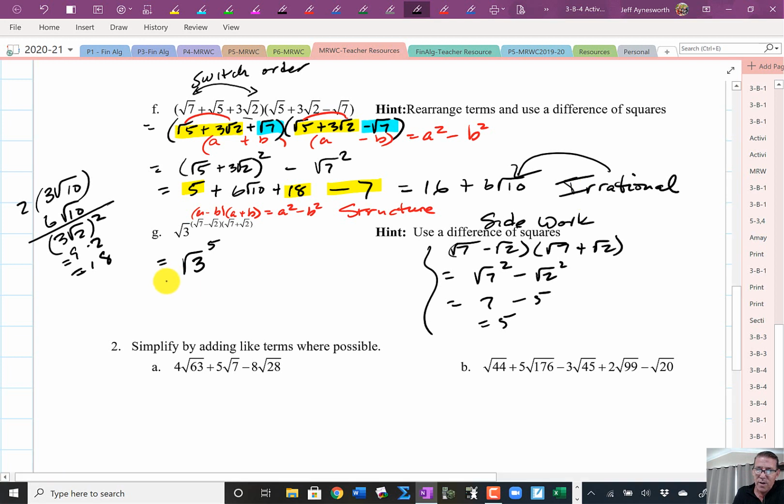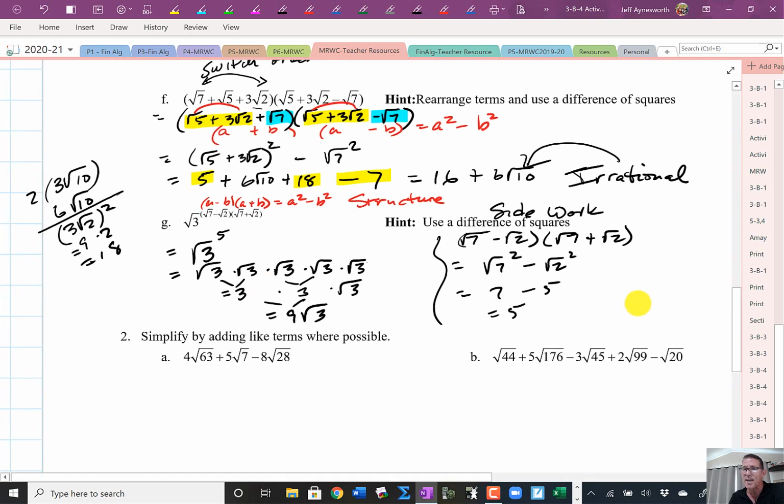Okay, now, what is this? Well, let's see. Root 3 times root 3 times root 3 times root 3, 5 times. Okay, I get 9 here, and I can't simplify that root 3. And so I get 9 root 3 total. Once again, step it out. Okay, step it out, do a little side work, use structure, piece of cake.